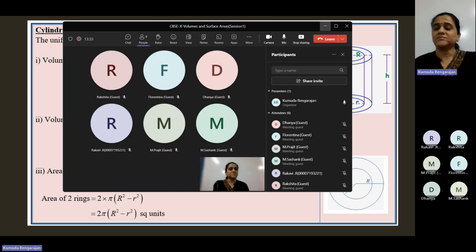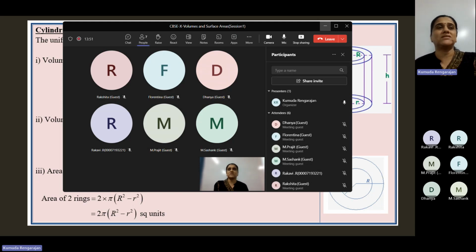In a cuboid, it is 4l plus 4b plus 4h, because we have 4 edges along the length. So L plus L plus L plus L, then B plus B plus B plus B, then H plus H plus H plus H. So we have 4L plus 4B plus 4H.